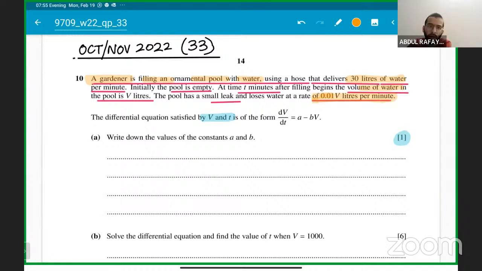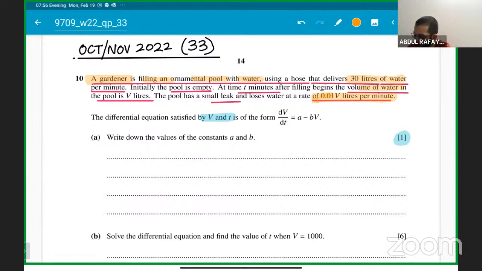So what they are saying is that in the pool, water is going in, and from the leak, the water is losing out. Water is coming in at 30 liters per minute. Follow carefully. Initially the pool is empty. Just imagine there is a pool, and in 1 minute, 30 liters of water is coming in. Because of the small leak, 0.01 times the volume, in liters per minute, is losing out.